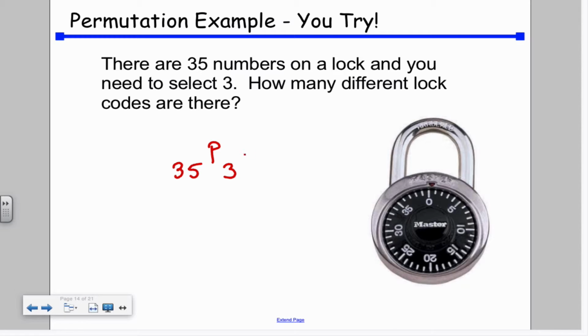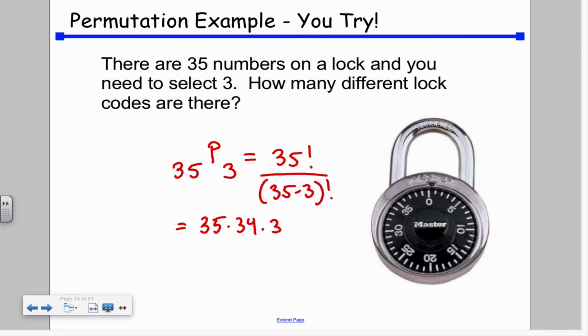Okay, so we would have 35 factorial over 35 minus 3 factorial. And we don't have to write every number out here because that would take forever. We can write a few of them, dot, dot, dot. Because we know that on the denominator here, we're going to have 35 minus 3, which is 32 factorial, 31, dot, dot, dot. And all those bottom numbers are going to cancel out. And I'm left with 35 times 34 times 33. So what's that going to be? Let's take a minute and look.